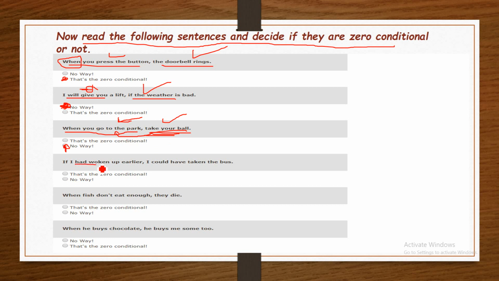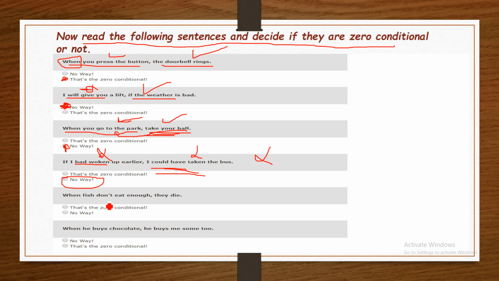If I had woken up earlier, I could have taken the bus. If I had woken up earlier, this is past perfect. And this is also in the perfect tense. We said both should be in present simple, but both are not present simple. Therefore, it is not a zero conditional.